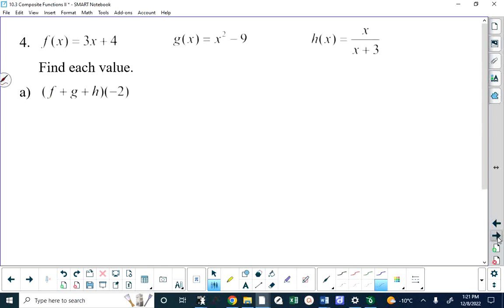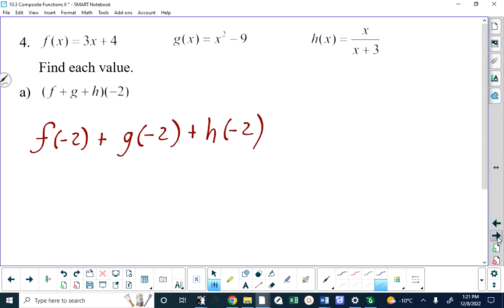Oh, back to some numbers. Numbers are easier in my mind. What is f plus g plus h of negative 2? It means f of negative 2 plus g of negative 2 plus h of negative 2. And we're in learning mode right now. Of course, if it were a written response, you would show how you know that f of negative 2 is negative 2.